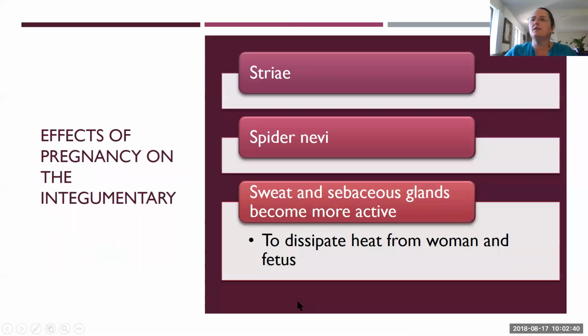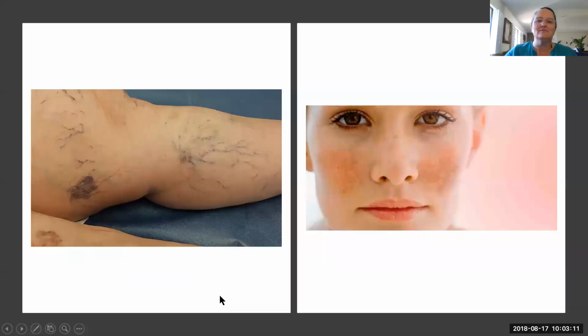So the effects on the integumentary system, there can be lots of things that happen to the skin. And this is usually the thing that the mothers are most concerned about, because they're worried that these things won't get better after delivery. And most of these go back to normal. Some of them you might have, they'll fade, but they might stay. So striae is one, spider nevi is another. The sweat glands become more active, so typically women will be sweatier. So here's the spider nevi that I'm talking about.